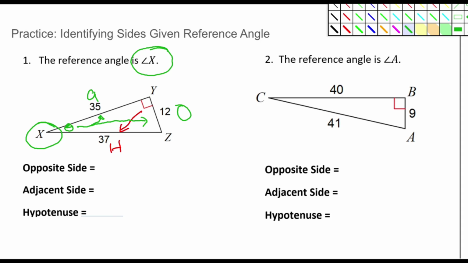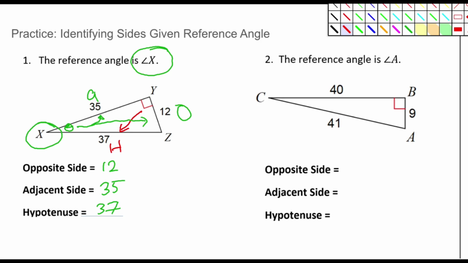The opposite side in this problem is 12. That's how long that piece is. The adjacent side is 35. And the hypotenuse is 37. Okay, so let's try one more just to make sure you can do this. And then the rest of them you'll try by yourself.